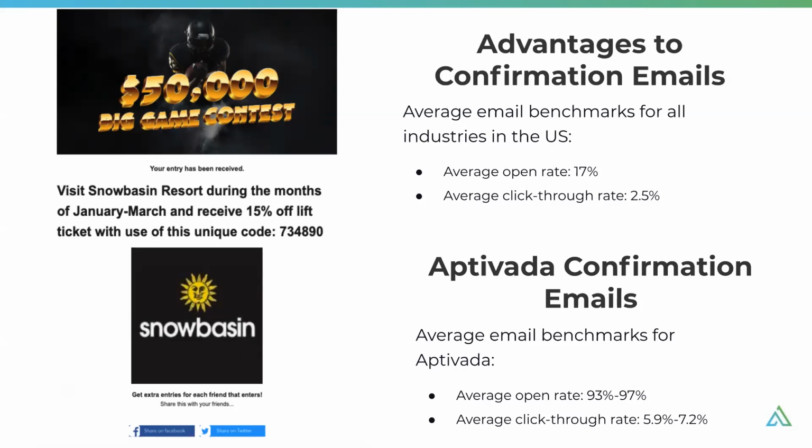And the average click-through rate, again, is around 2.5%. We see about a 3 to 4% click-through rate on the emails that we send out. However, with Aptivada confirmation emails, the average open rate is 93 to 97%. The reason is they've just entered a contest and they get an email right away saying your entry's been confirmed. They want to see what that's all about. Maybe there's additional instructions in there. These open rates are very remarkable.